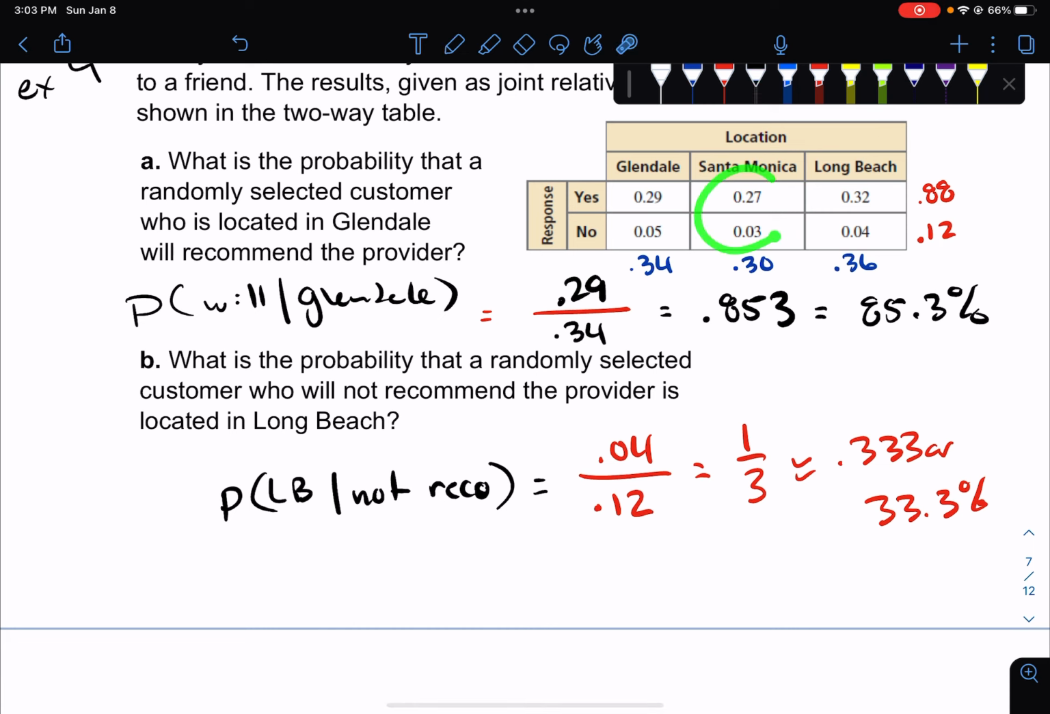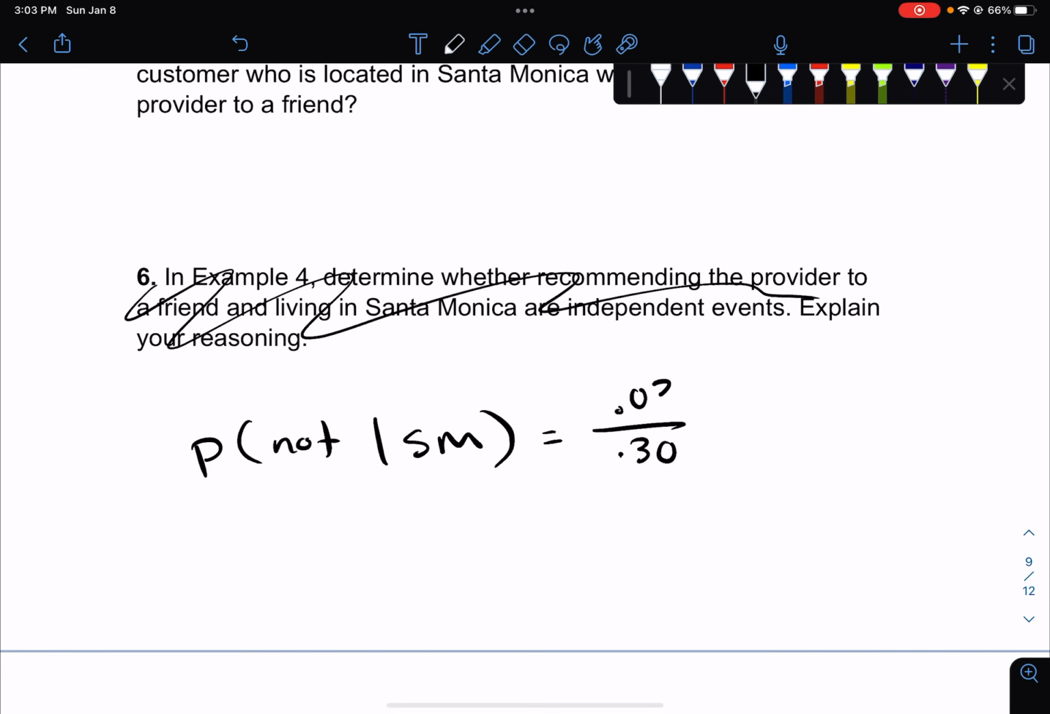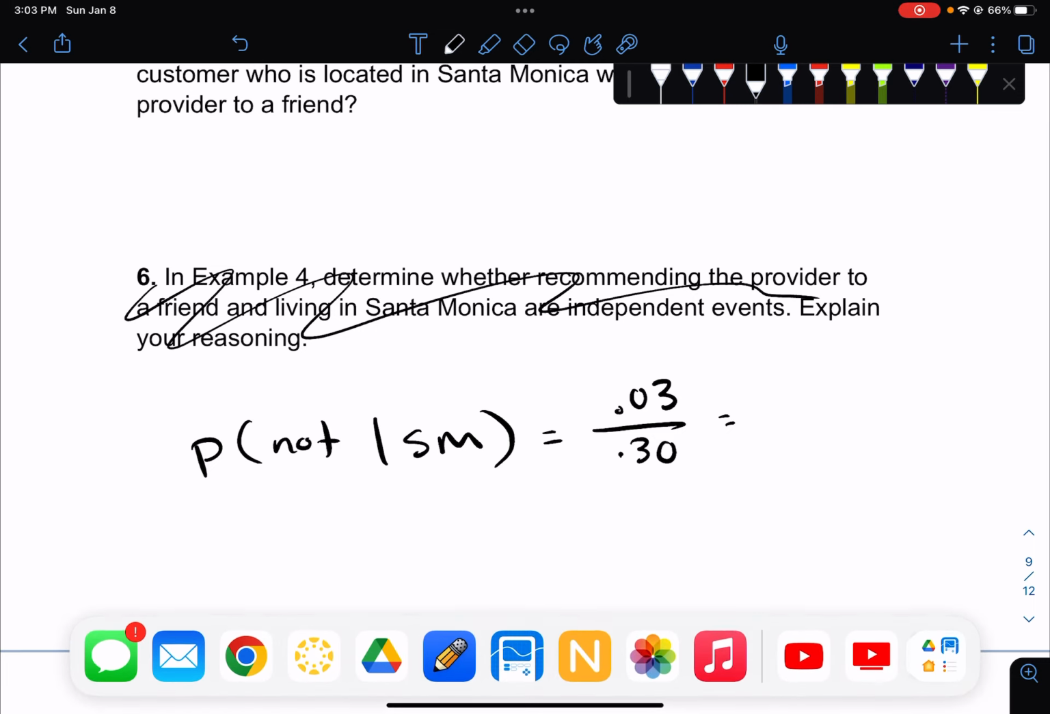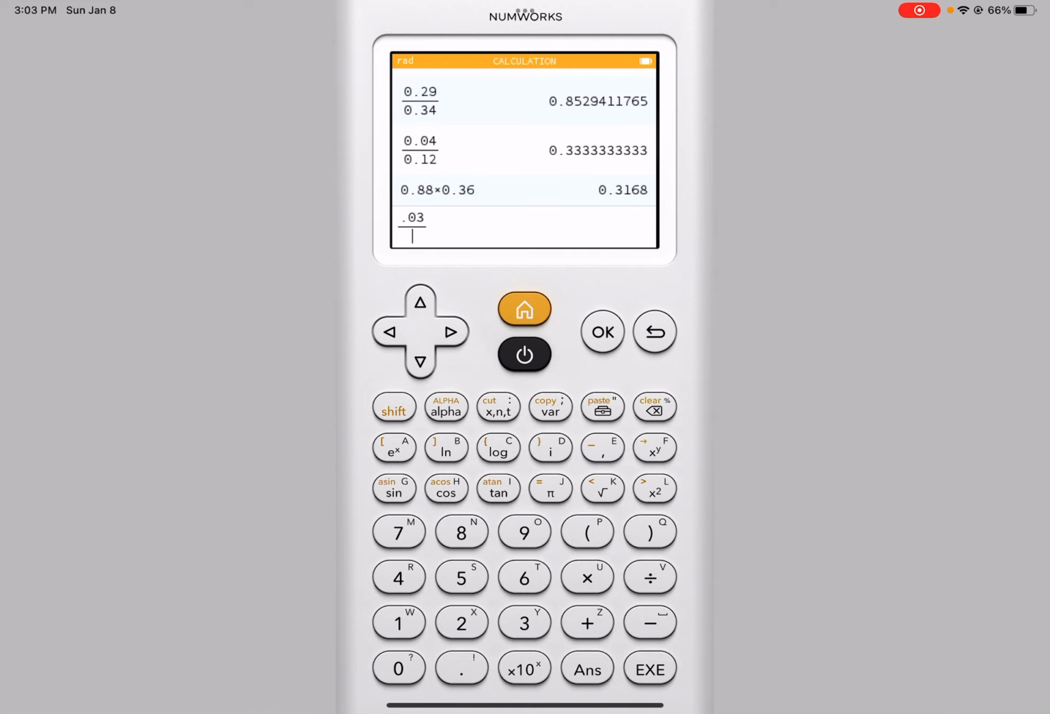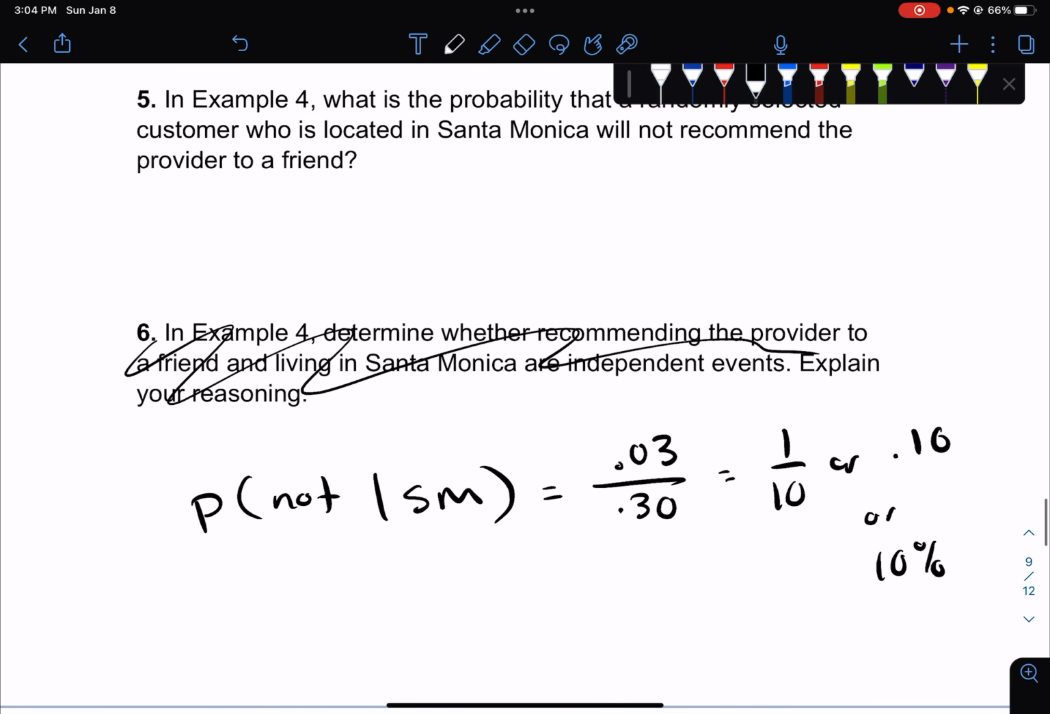So out of that group, 0.03 do not recommend their provider. So I would divide these, 0.03 divided by 0.3, and we should get 10%, which is 0.10. So that would be 1 out of 10, or 0.10, or 10%. So 10% of people who live in Santa Monica don't recommend their provider, all right?